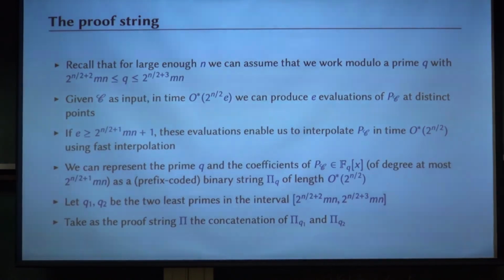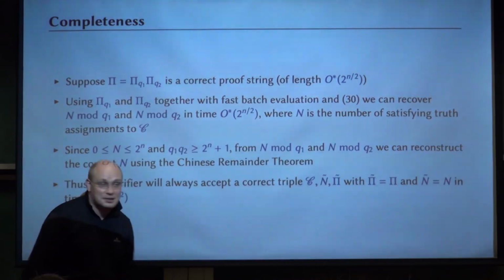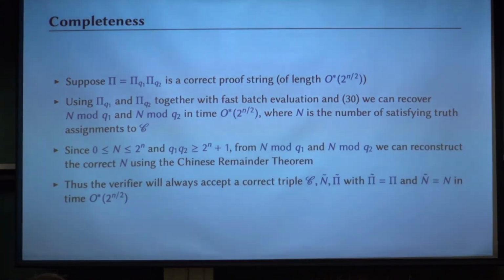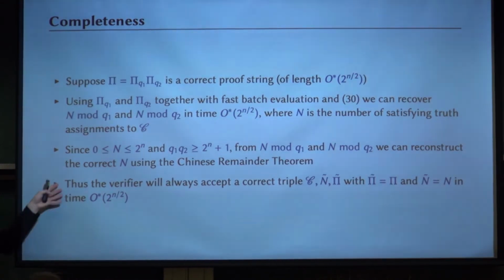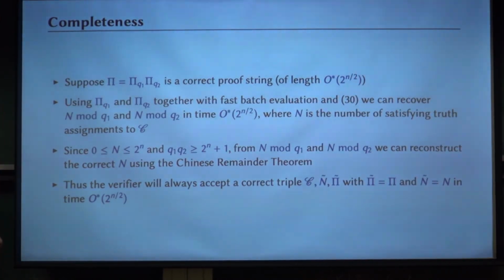Okay, so we looked at the proof string. Two primes and the associated polynomials will suffice. But now let's think about the soundness. First, of course, completeness. Once we have those things, since the product of the two primes is at least this, we can use Chinese remaindering to recover things. And we can use batch evaluation to sum up the number of assignments. So the verifier will always accept the correct triple in the claimed running time. But how about the soundness?